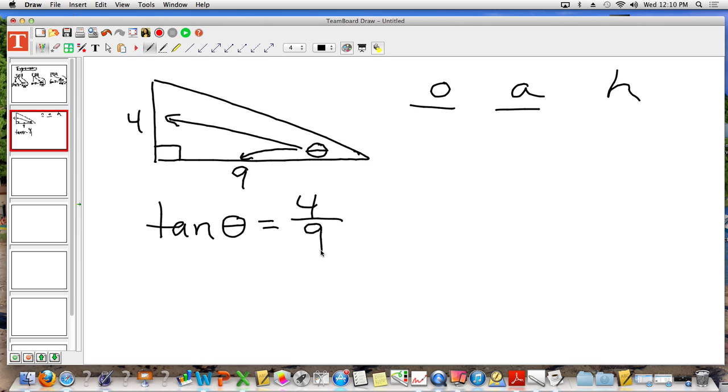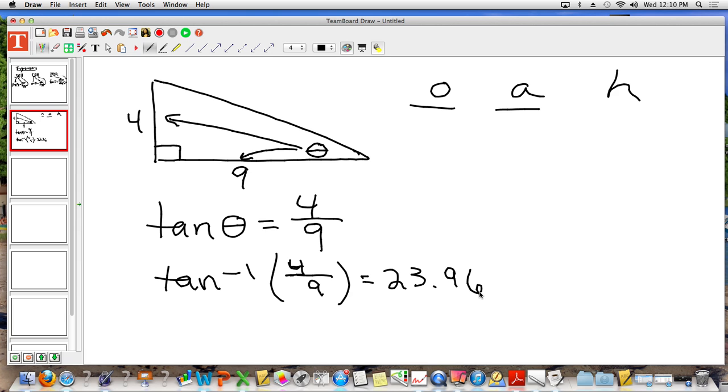Okay? All right. So, in degree mode, your job is to figure out what is the measure of that angle. So what you need to do is type into your calculator second tan. Press your second button first, then press tan. Then you type in the ratio. Second tan, then you do 4 divided by 9 and you get an answer. What do you get? 23.96.